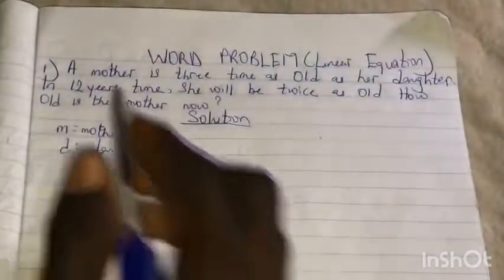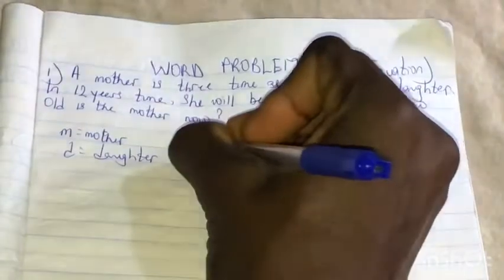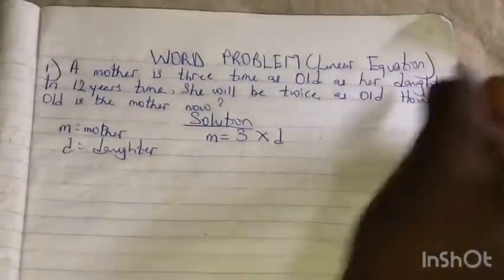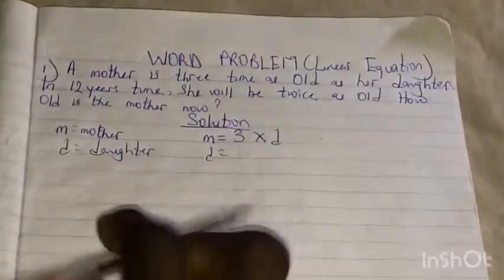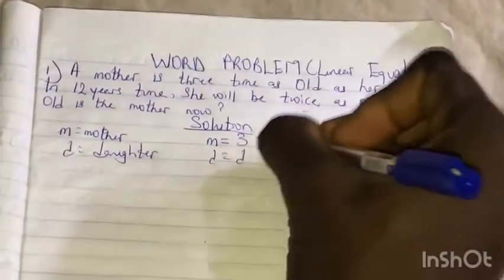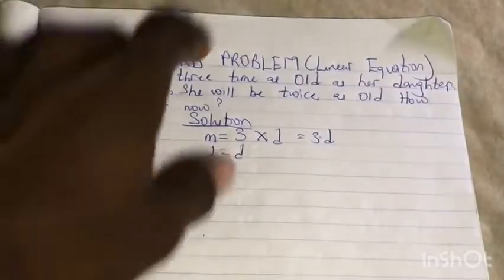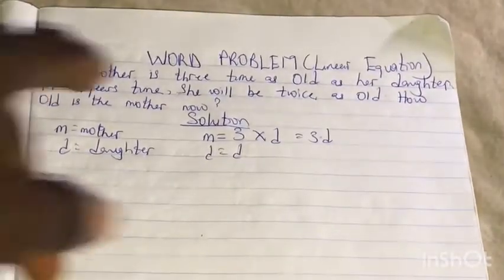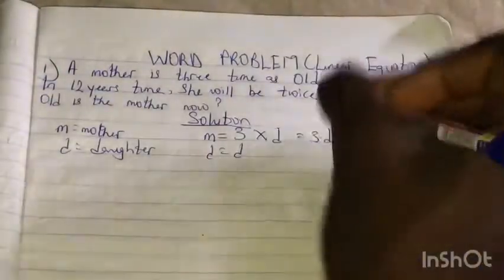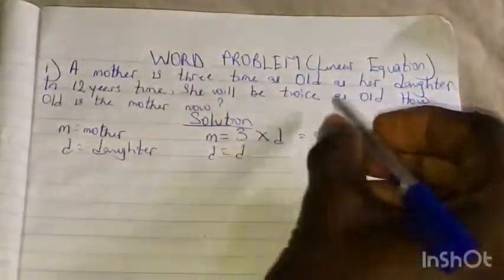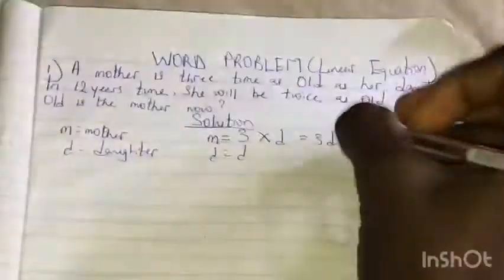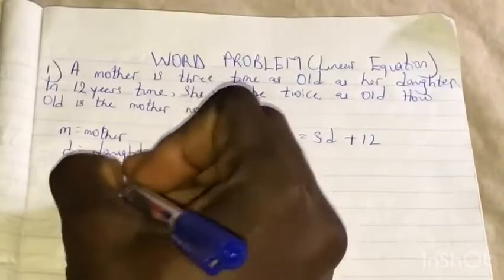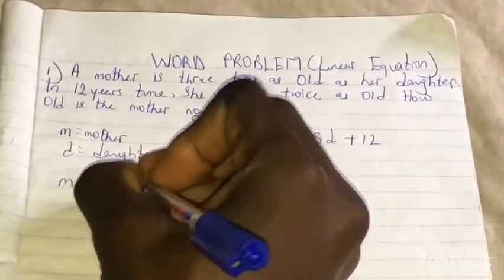Now, saying a mother is 3 times as old as her daughter, M is just 3 times the daughter, and the daughter still remains the same. So M goes to 3D. The mother is 3 times as old as her daughter. The question says in 12 years time she will be twice as old, so in 12 years time the mother will be twice as old as the daughter.